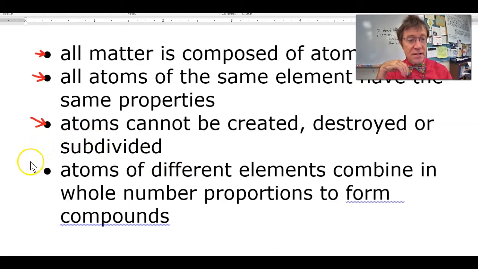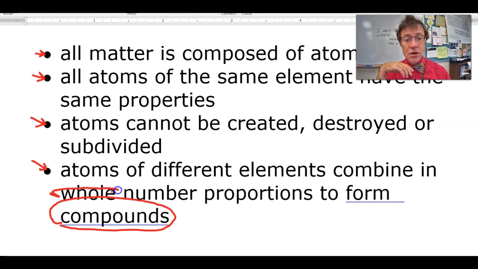And so anyway, the last thing he came up with was this one. It said atoms of different elements combine in whole number ratios to form these things called compounds, right? What he discovered is that the ratios are whole numbers. Using some math and some really amazing ingenuity, he figured out that atoms don't really break apart. They always shuffle around in these whole numbers.